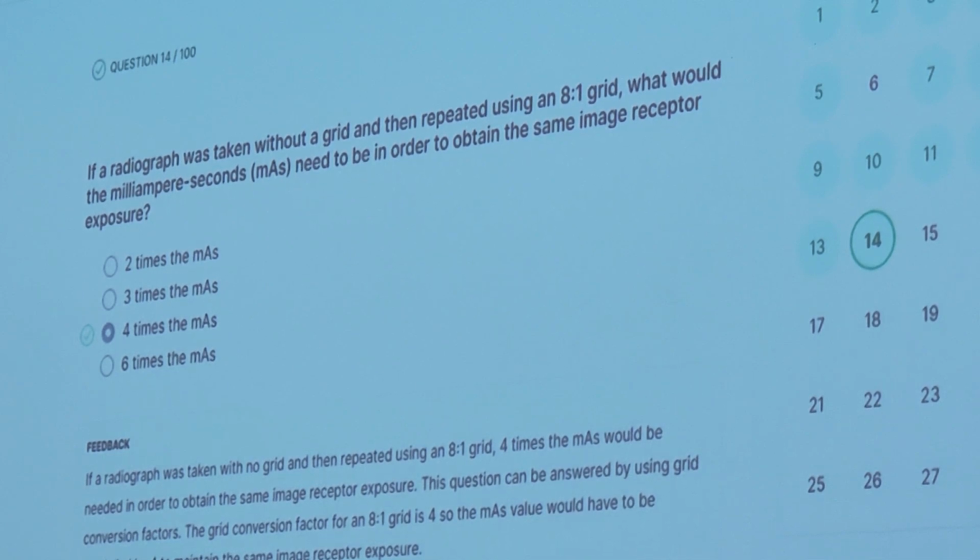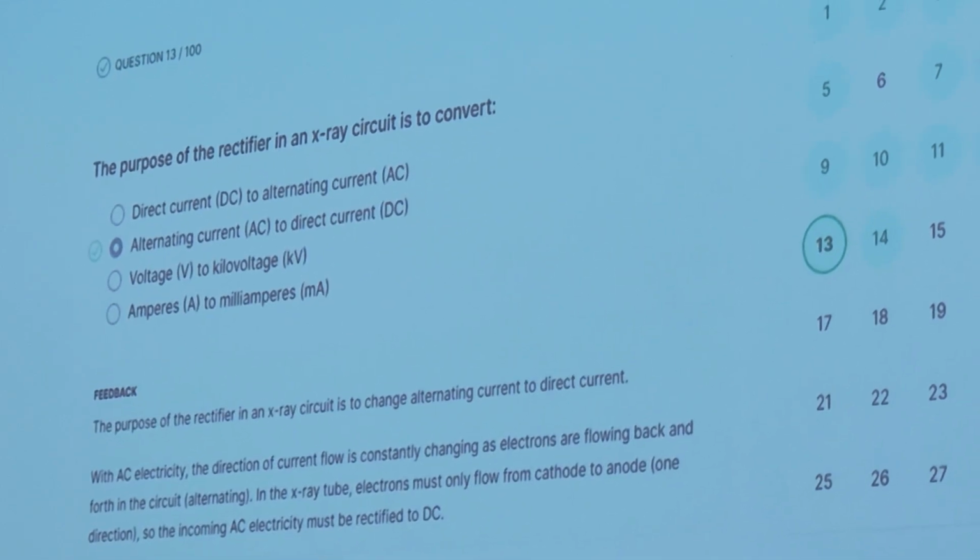Can I please see the rectifier quick? Because you just put like 1 in the fact of 8 to 1.